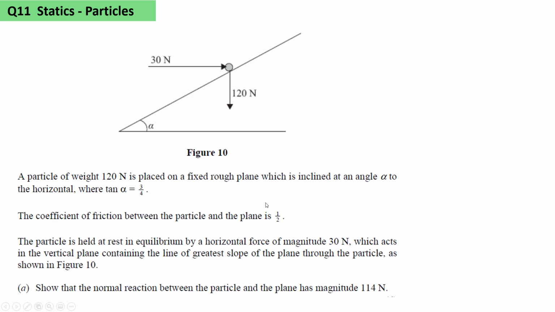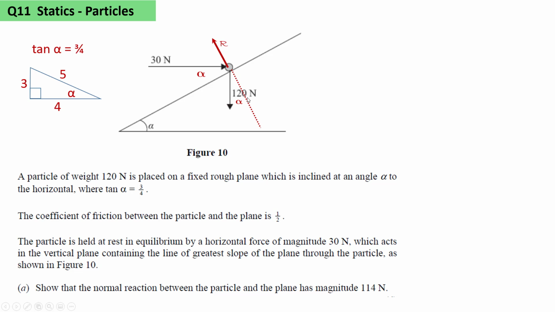A particle of weight 120 newtons is placed on a fixed rough plane which is inclined at an angle alpha to the horizontal, where tan alpha equals 3/4. We draw a 3, 4, 5 right angled triangle from which we can read sine alpha is 3/5, cos alpha is 4/5. We draw on the normal reaction at right angles to the inclined plane.